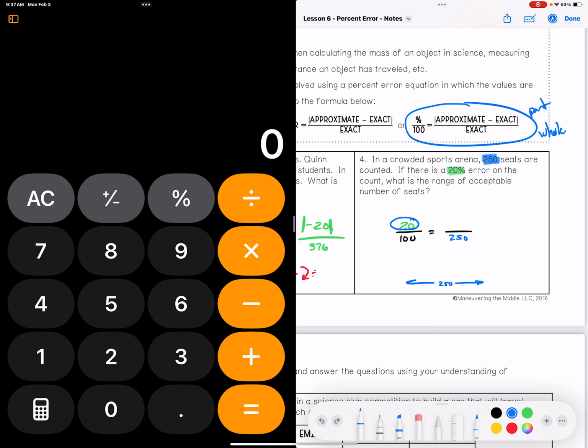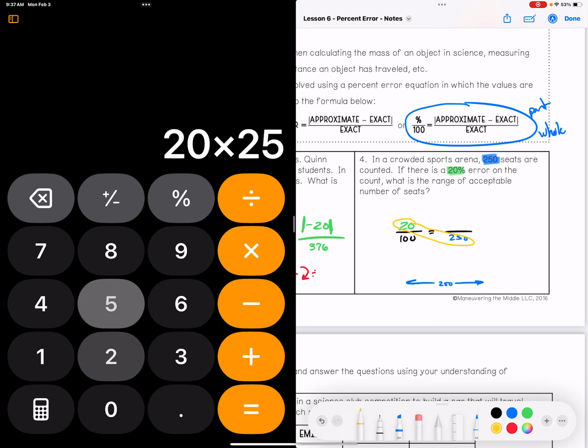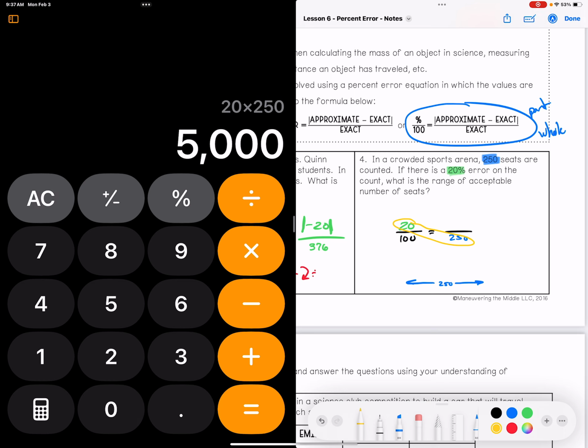do cross product, which I'm going to do here in yellow. 20 times 250. And then divide that by 100. And you're going to get 50.